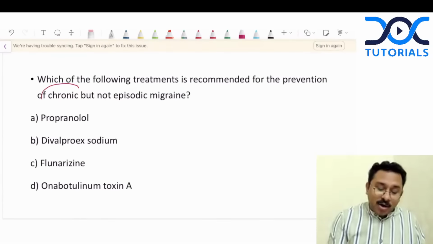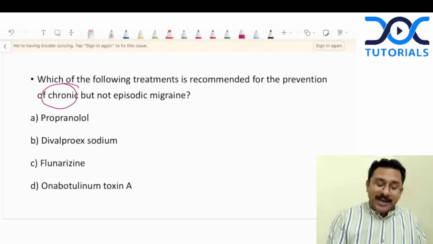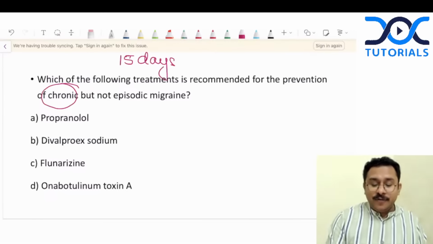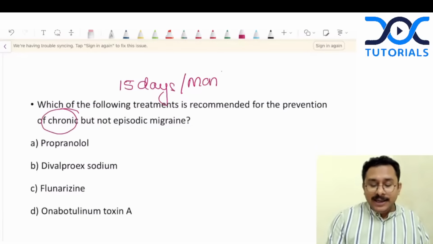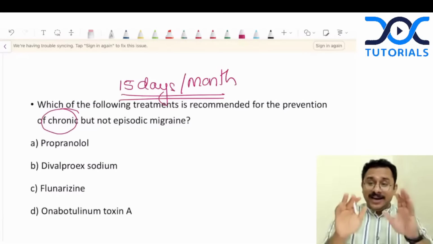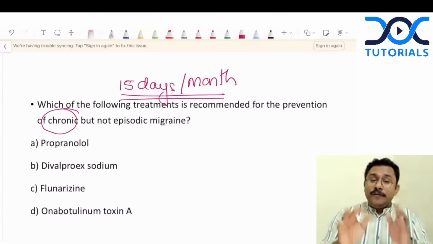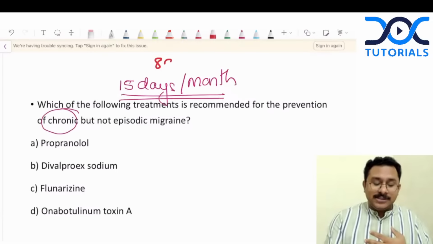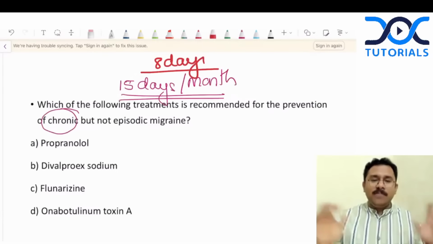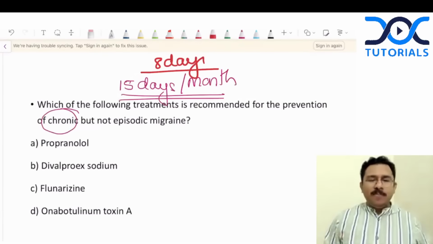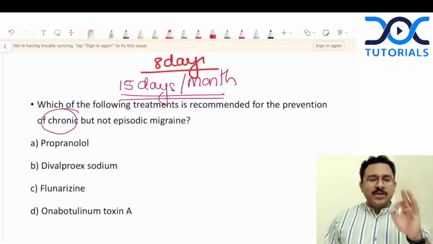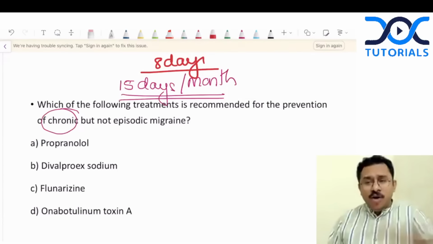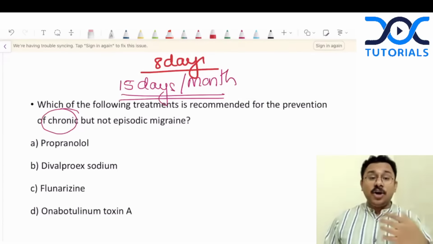But to be called a chronic migraine, it is when the patient is having migraine episodes where he's having headache for 15 days per month. In a month, if 15 days he's having headache, and out of those 15 days, 8 days he's having a full-blown migraine. 8 days, full-blown migraine. This is what you call as chronic migraine. 15 days a month headache, plus 8 days, full-blown migraine. This is what you call as a chronic migraine.